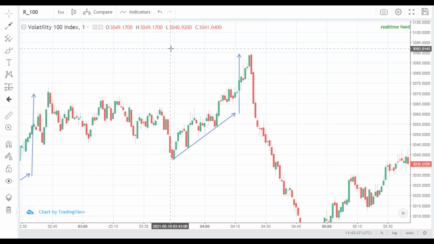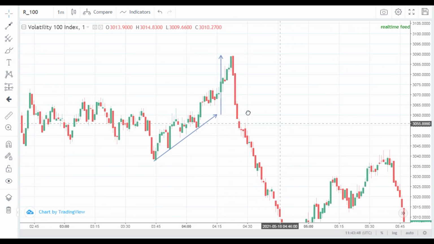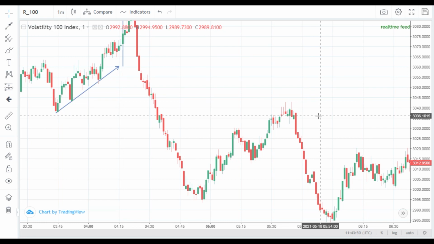You understand? So that's exactly what happened here. After I drew my line, I started inputting buys somewhere here, and then price shot up. I took my profits, I got out of the trade. It's as simple as that. It's as simple as that, guys.